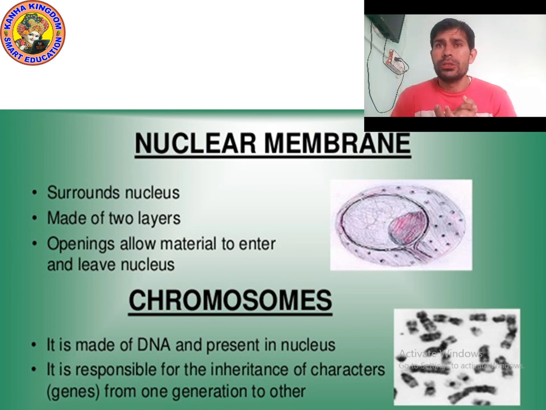Okay kids, now let's talk about the nuclear membrane and chromosome. As I already said, the nuclear membrane is present around the nucleus. It is a covering of the nucleus, so you can say that it protects the nucleus. It is a double membrane layer. Double membrane layer means it is made of two thin layers. Membrane means thin layer, so it is a double membrane layer which protects and surrounds the nucleus.